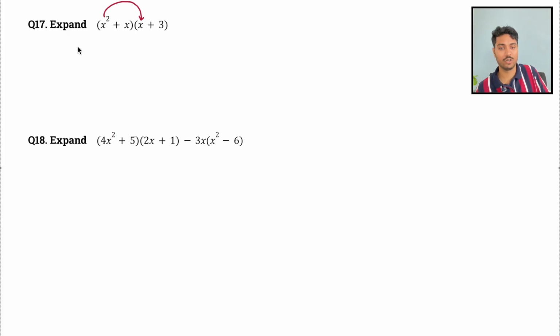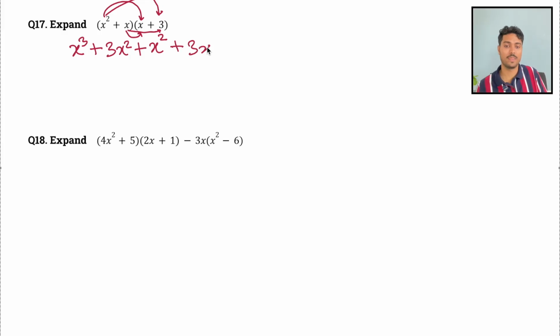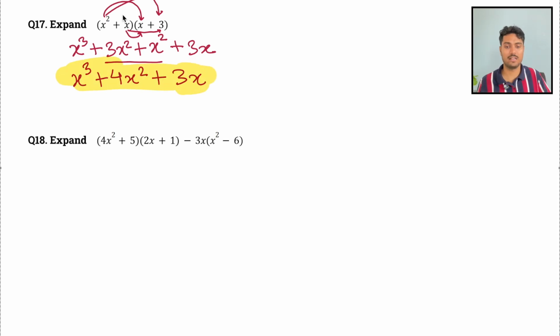So x square into x is going to be x cube. Then first term with second term. So x square into 3 will become 3x square. Now second term with first term. So x into x will be x square, and second term with second term. So this will be 3x. Now we'll expand it. We'll keep the like terms together and we'll add them. So first term is x cube plus 3x square plus x square will become 4x square, 4x square plus 3x, and this is the answer.